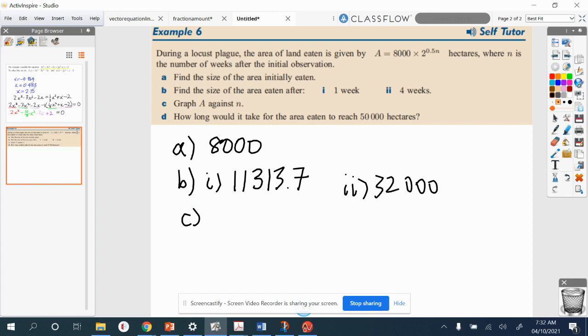Right, now we're actually going to graph it. So graph A against N. So we are going to use our more traditional notation. So I'm going to change it to y equals 8,000 times 2 to the power of 0.5x. So we're going to graph our function, which is 8,000 times 2 to the power of 0.5x.